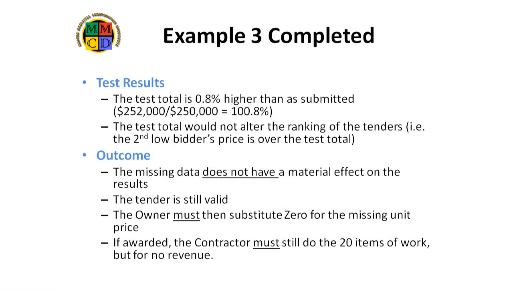$252,000. So what are the test results? The test total is 0.8% higher than as submitted. That's $252,000 divided by $250,000. The test total would not alter the ranking of the tenders. In other words, the second low bidder's price is over the test total. So what's the outcome? This time, the missing data does not have a material effect on the test results as it passed both parts of the test. So the tender is still valid. The owner must then substitute a 0 for the missing unit price. If awarded, the contractor must still do the 20 items of work, but for no revenue.